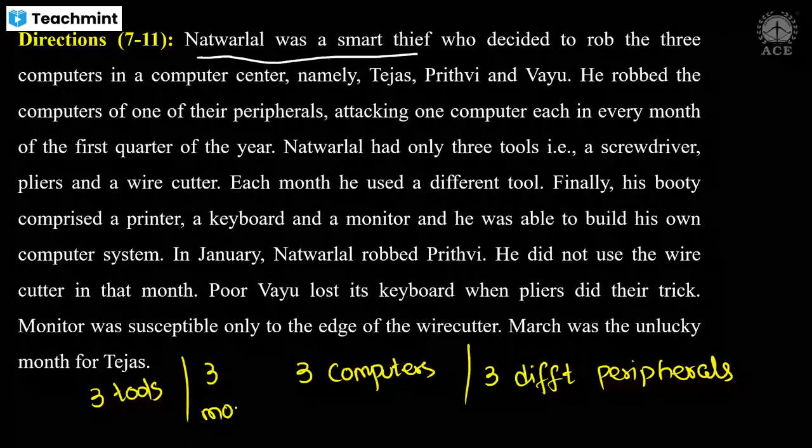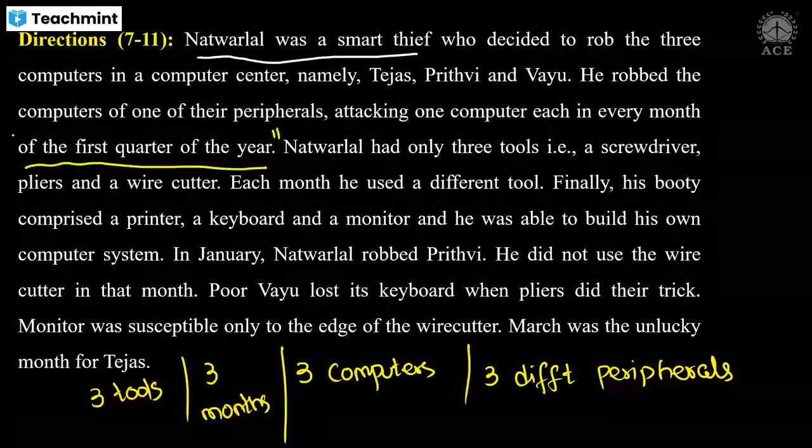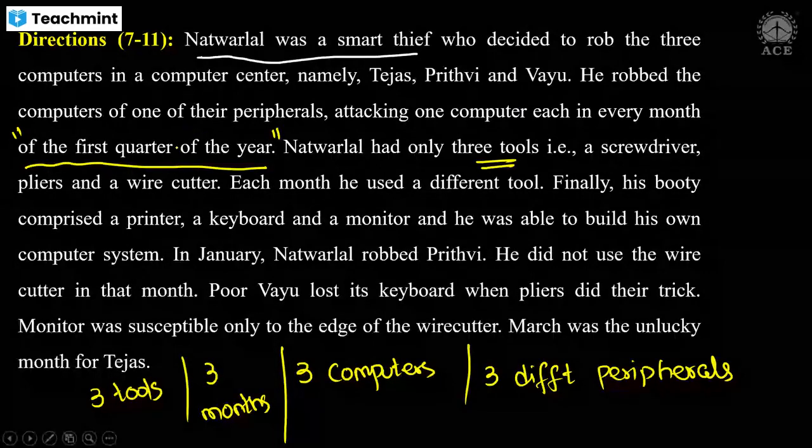See, 3 different months. So what are the 3 different months? First quarter of the year, which means January, February, and March. In these 3 months, 3 different tools were used and 3 peripherals were taken, one from each computer. So 3 tools. Now we need a table.